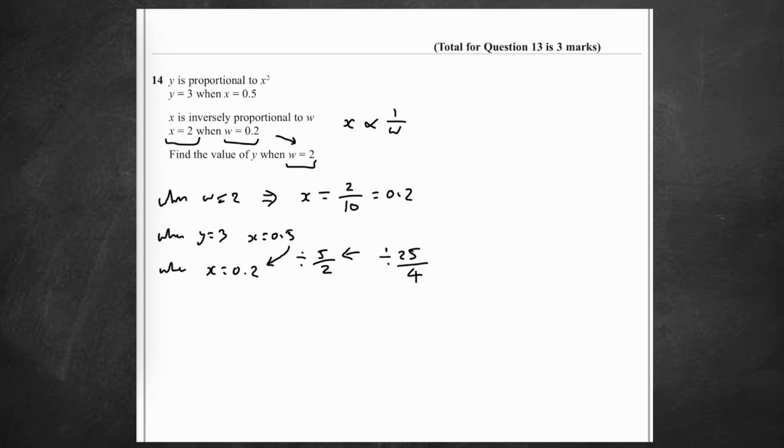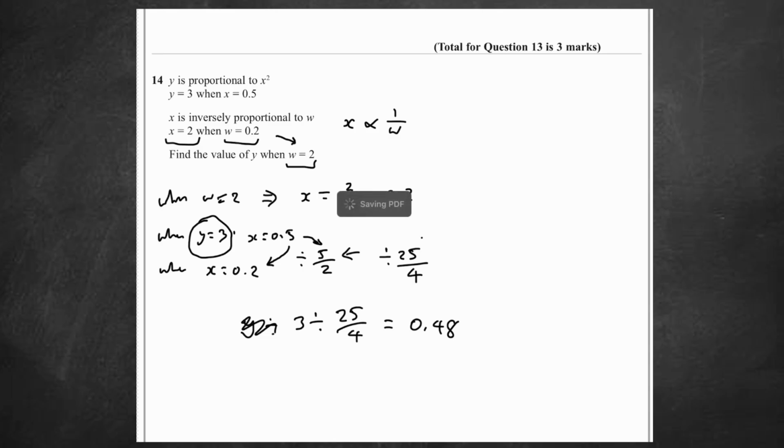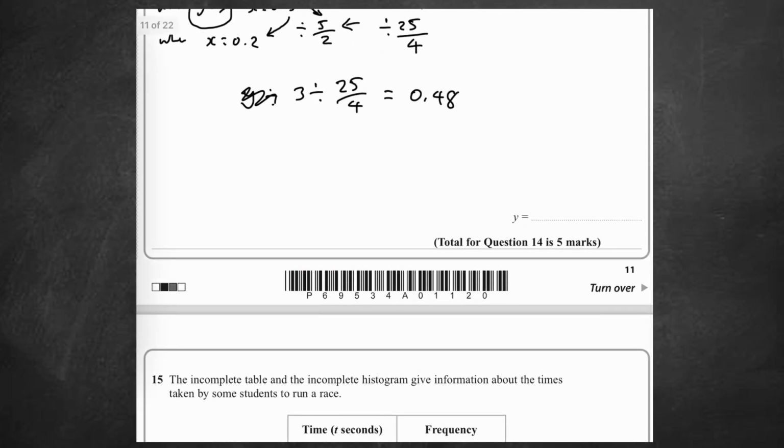So I can get what Y is being affected by. So X is being affected by 5 over 2. Y is therefore being affected by 25 over 4. So if I do 3 divided by 25 over 4, I will get the value of Y when X is 0.2. And I'll do that on my calculator. 3 divided by 25 over 4, and I get 0.48 for a 5-mark question.